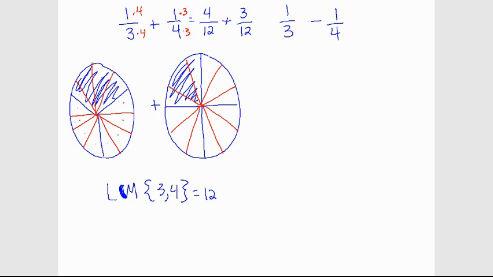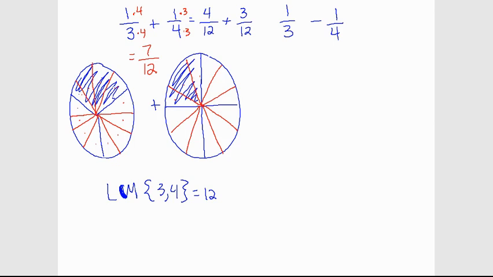And now I can see with equal sized parts how many I actually have. And I have a total of 1, 2, 3, 4, 5, 6, 7. This is 7 twelfths altogether.